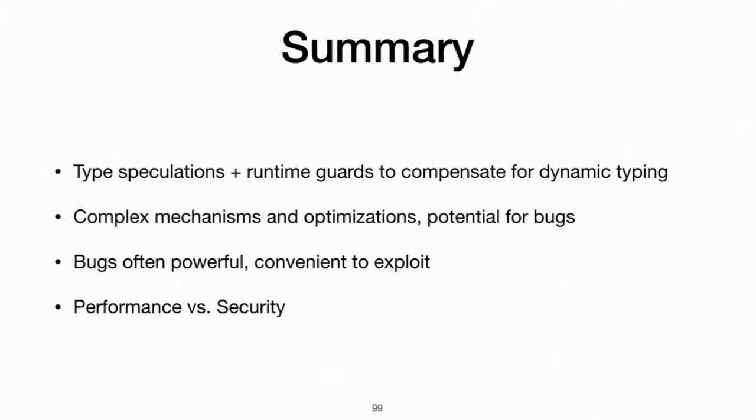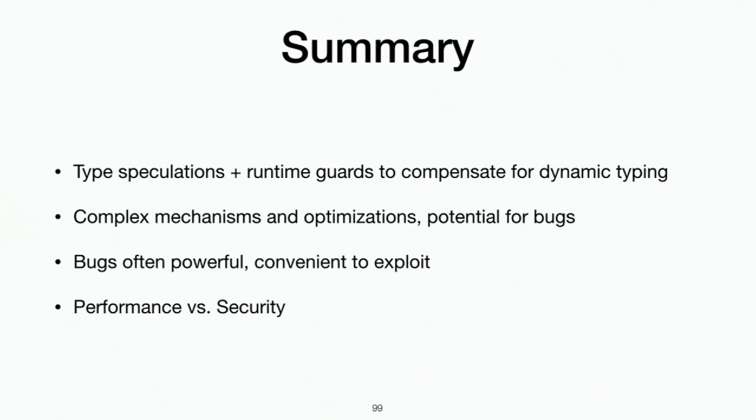Cool. That brings us to the end. So here's my summary. What have we seen? Essentially, we saw that type speculation and runtime guards make up for missing type information due to dynamic typing. We've seen a lot of complex mechanisms, lots of optimizations, potential for bugs, right? Very complex code bases. We've also seen very powerful bugs. So it's not uncommon that one bug is really enough to bypass all mitigations in a super reliable manner and super quickly. And the whole thing is also, again, kind of this performance versus security trade-off.